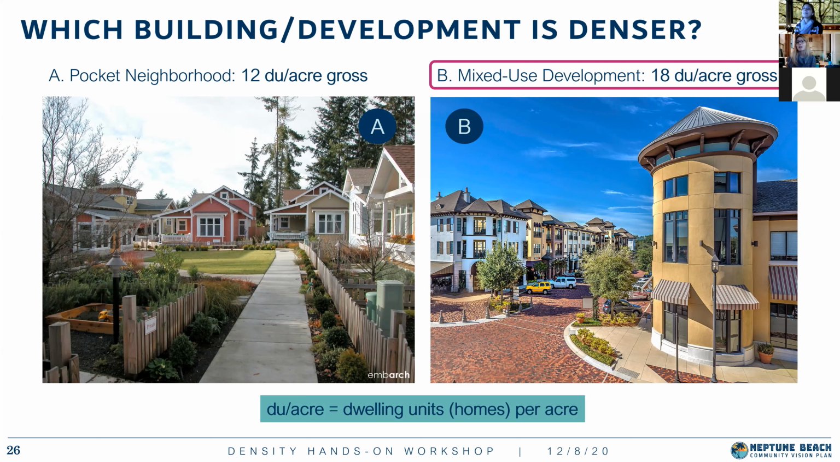And there's a lot of public spaces and streets. We're showing gross density here as opposed to net. So that actually includes all the streets and public spaces that are within the development. So development B has a lot more of that than A.